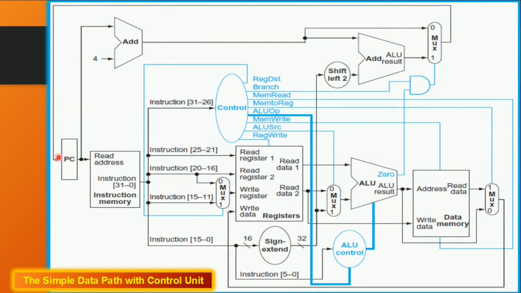Initially the program counter will contain the address of the next instruction to be fetched. The processor will fetch the instruction from the instruction memory based on the address from the program counter. The instruction is a 32-bit binary value. In that, the first 6 bits are the opcode field. Based on the 6-bit opcode only, the control unit is going to generate all the control signals. So we can see all the control signals one by one.